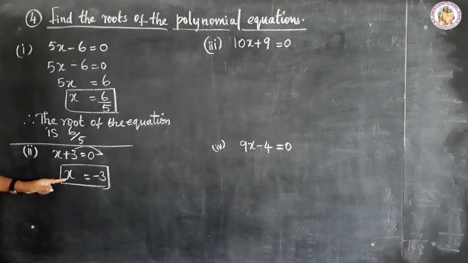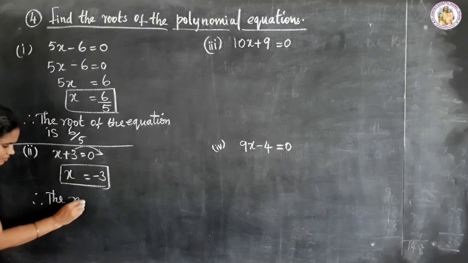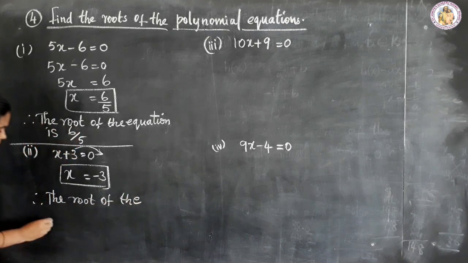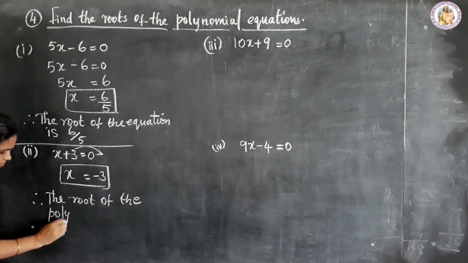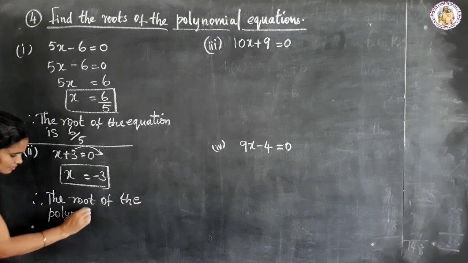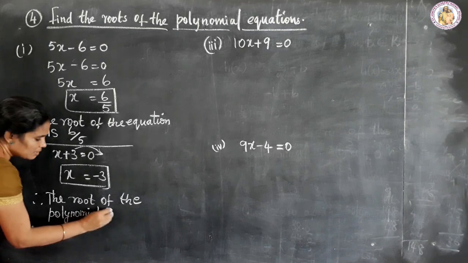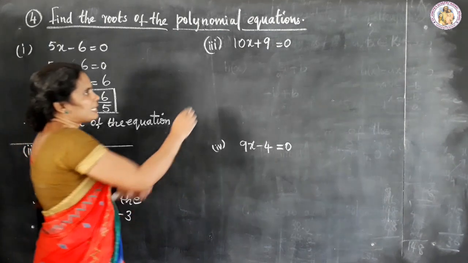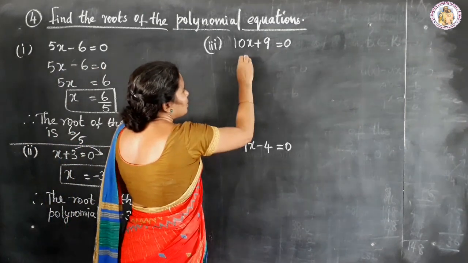So x is equal to minus 3. Therefore, the root of the polynomial is minus 3. Okay. Question number 3. 10x plus 9 is equal to 0.